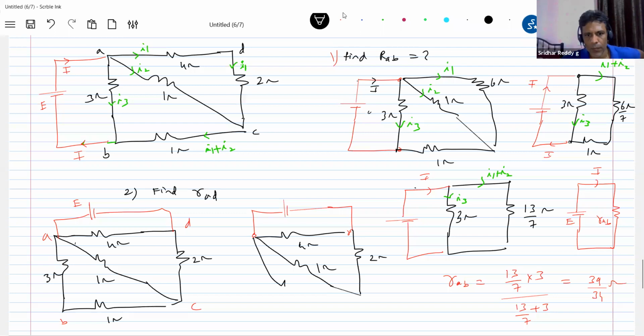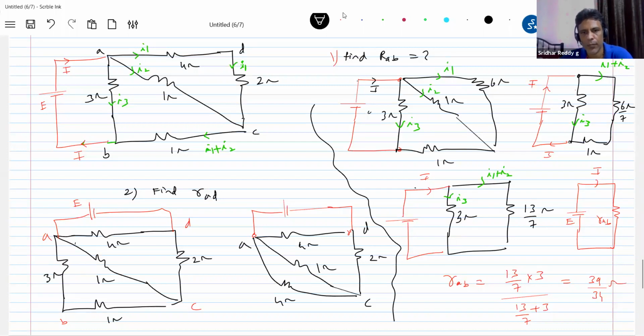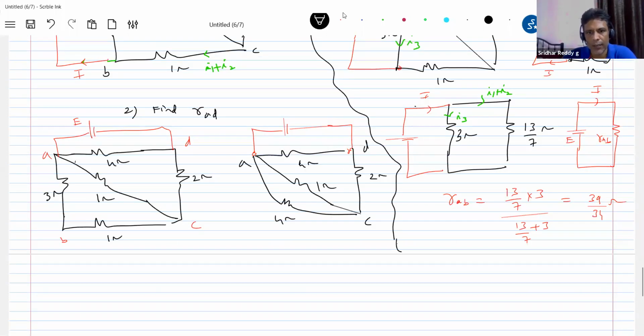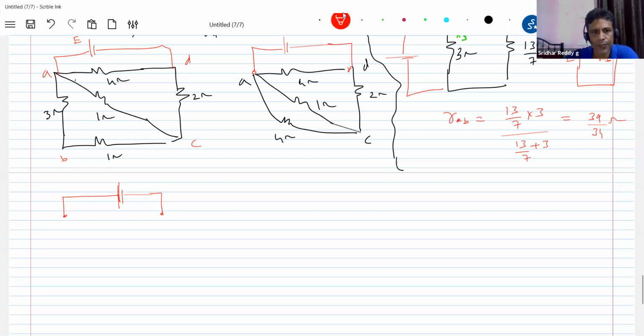These two are 4 ohm. First you have to look at the branch. Then after this, this 4 ohm and 1 ohm, they're parallel, no? These two are parallel. This 4 ohm and this 1 ohm are parallel. The effective will be 4 by 5 ohm. This will be 2 ohm, 4 ohm, so this will be 4 by 5 ohm.